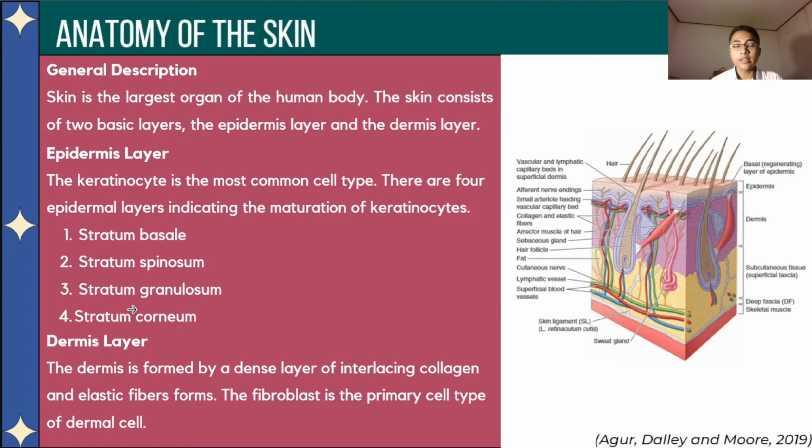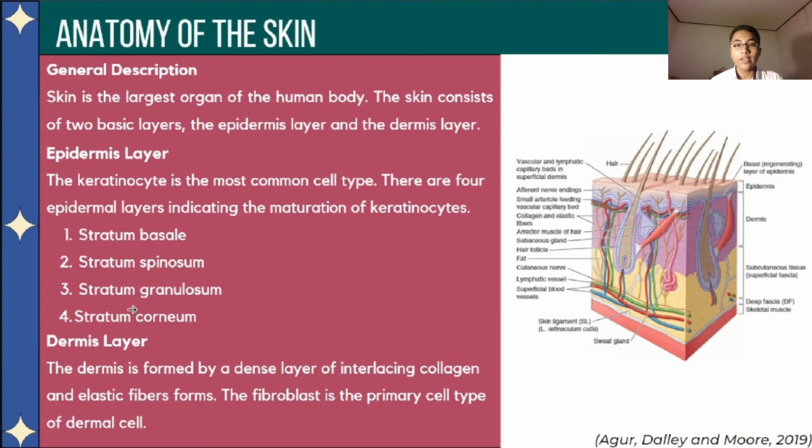The epidermis layer is the most outer layer of skin. It is a keratinized stratified squamous epithelium. The most common cell type of the epidermis is the keratinocyte. There are 4 epidermal layers indicating the maturation of keratinocytes from the deep to the superficial layers of the epidermis.